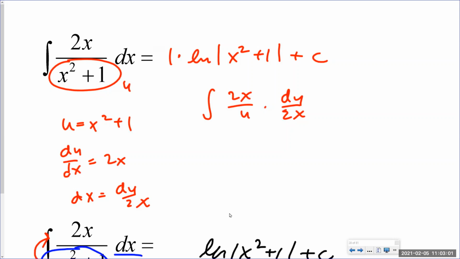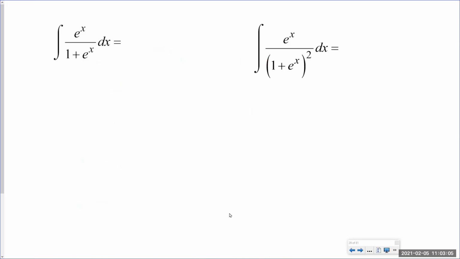This e to the x over 1 plus e to the x. Did we see that already? This one over here. I want to see the difference between this problem and this problem. Do you guys see these two problems? Okay. This problem over here on the left, what do you suggest that we do?